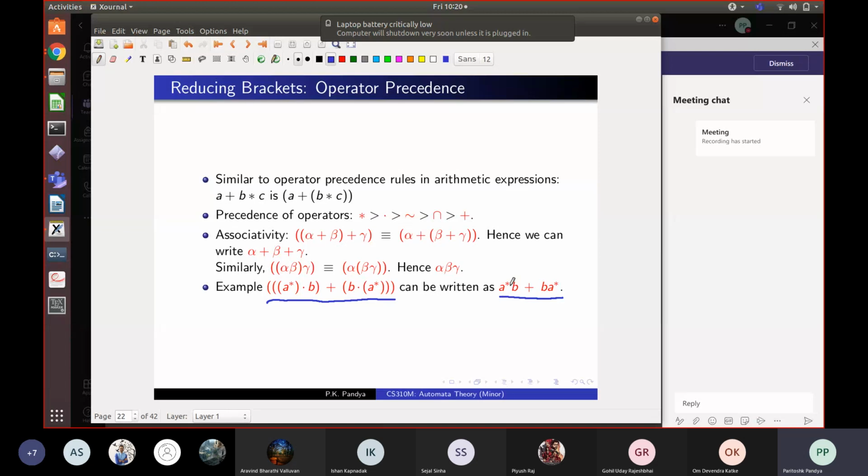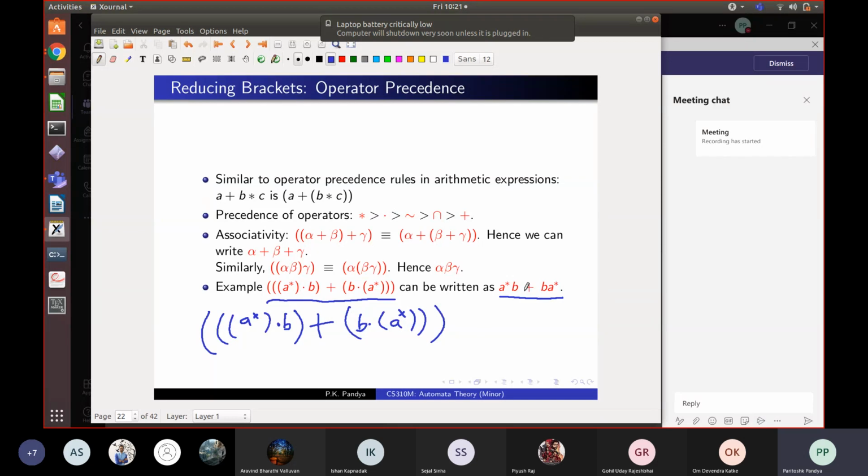Why is this the case? Firstly, star binds the tightest. So this A star will give you A star bracket. Similarly, this BA star will actually reduce to this A star. And then this dot binds tighter, dot has higher precedence than plus. So this B will come here and there will be a bracket here. Similarly, between B and A star, there is a dot, so I'll get B dot A star and a bracket there. And then the plus has the least precedence. So I will get this, and this is what I get.